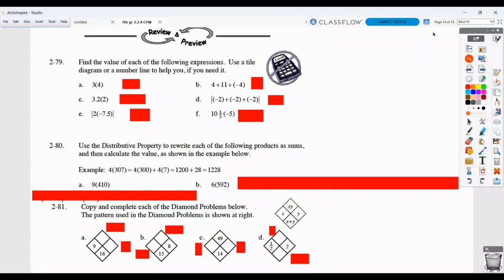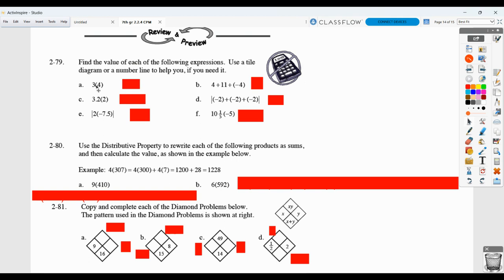This video is to allow you to correct your homework for section 2.2.4. So they want you to find the value of each expression. Not able to use a calculator, obviously. You can use a tile diagram, which would be the positive and negative tiles, or a number line to help you if you need it.